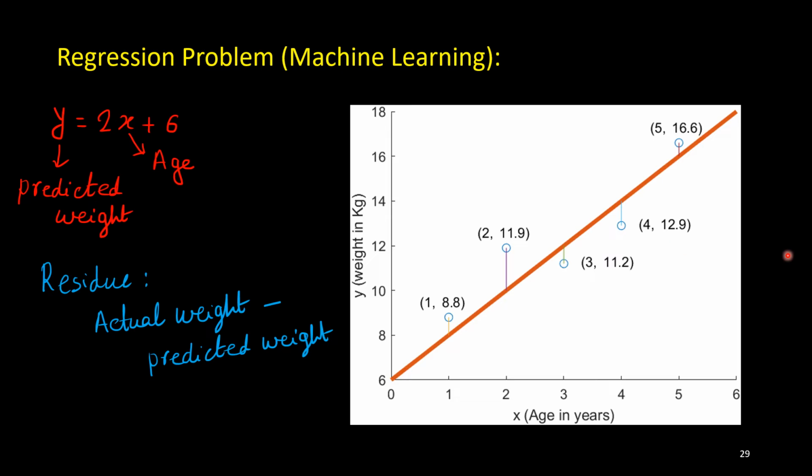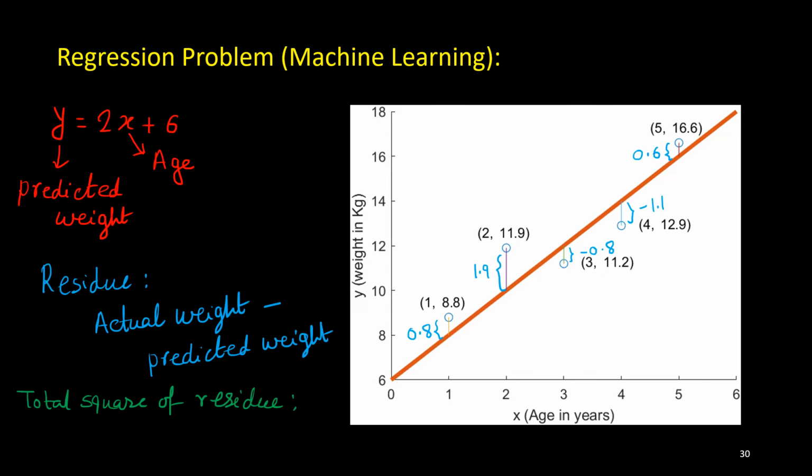So we can find out the total square of the residue. Here it is 0.8, here it is 1.9, here it is minus 0.8, here it is minus 1.1, here it is 0.6. So I want to find out the total error. We should not take only the summation of these errors, because sometimes it is positive, sometimes it is negative. It may cancel out. So to always get a positive magnitude, we should first take the square, then add it up. Thus we'll consider the total square of residue. Suppose we are getting 6.46.